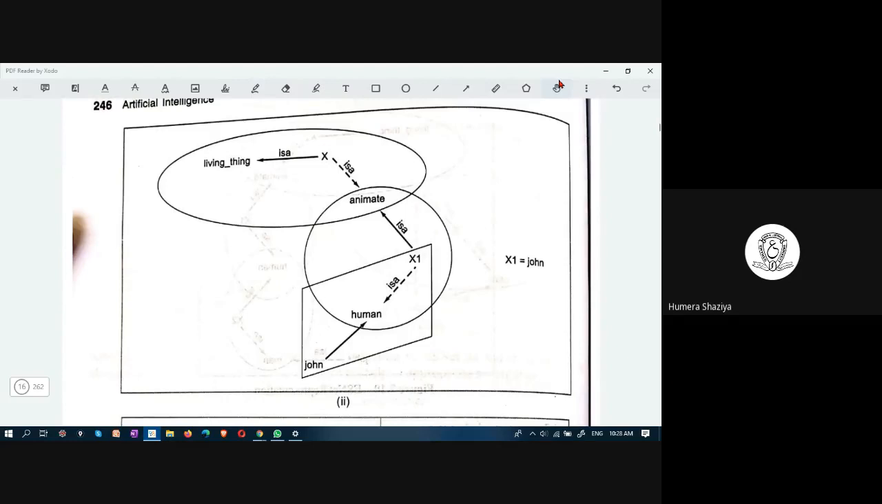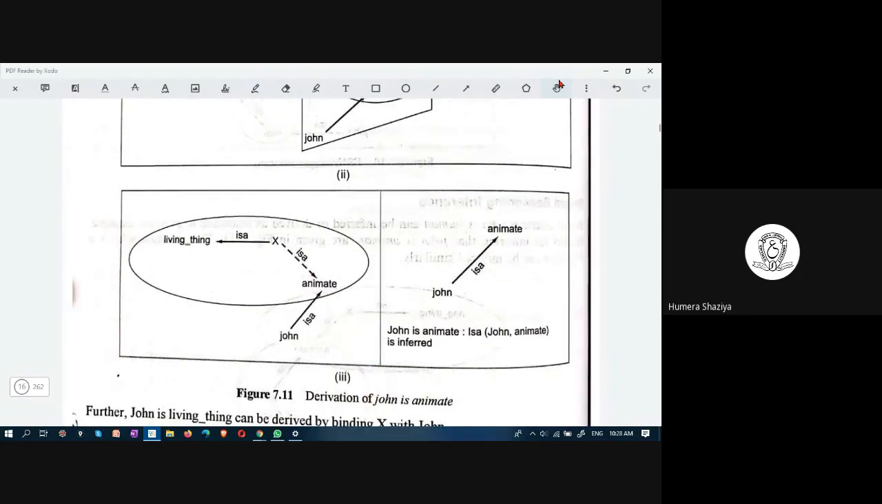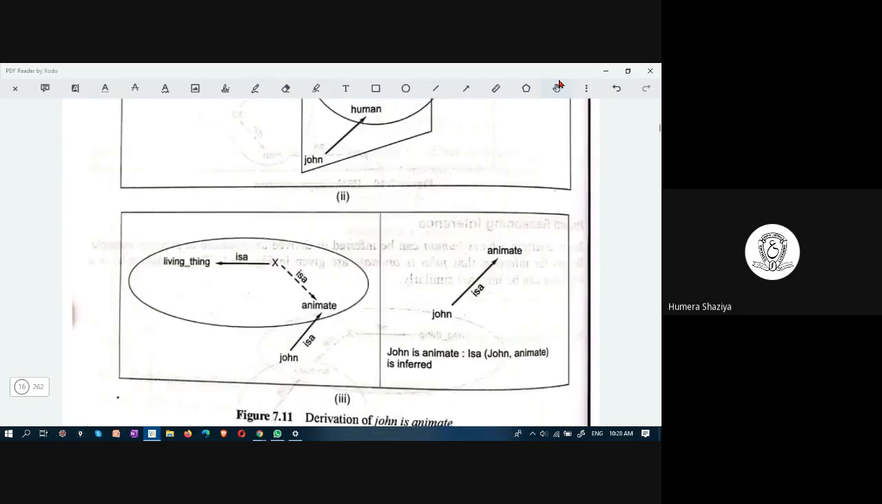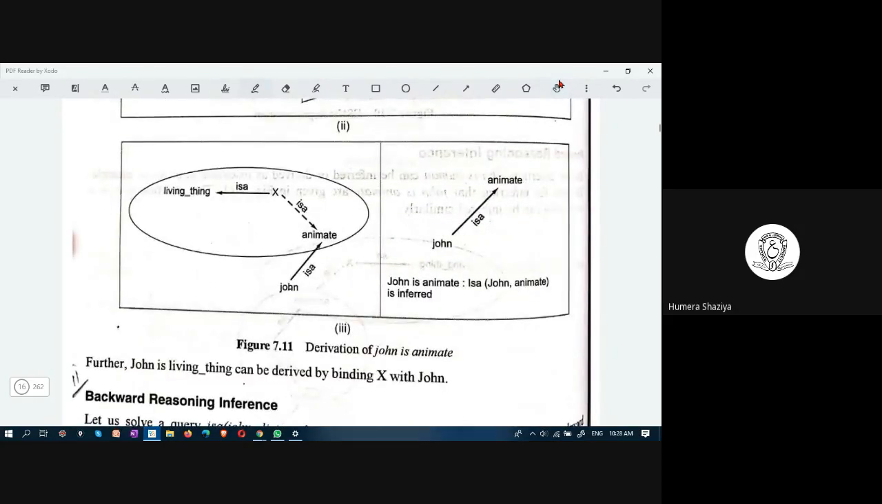When you assign John to x1, what happens? Here, John comes here. You see here, in place of x1, it is John. From here, we start reading: John is animate.